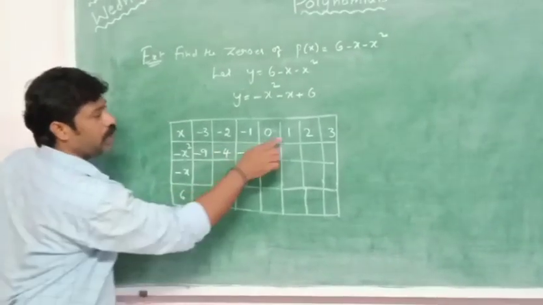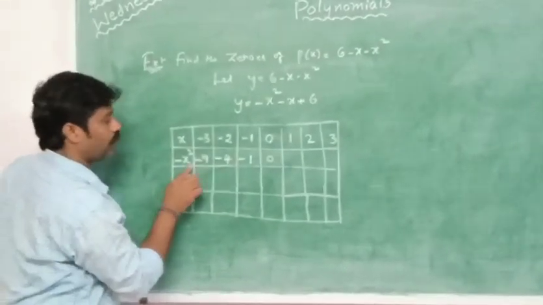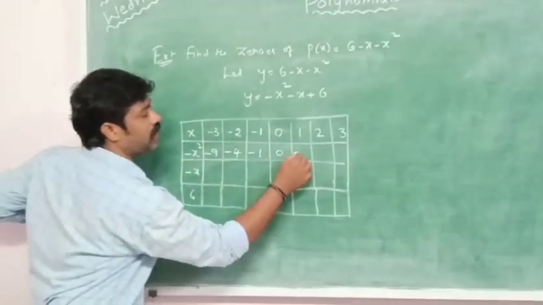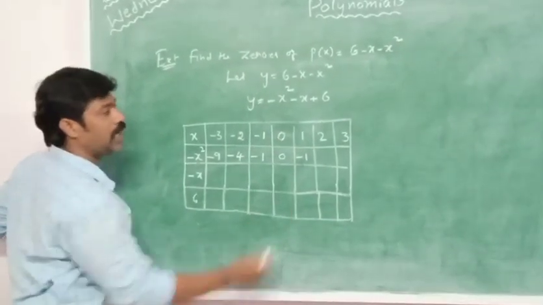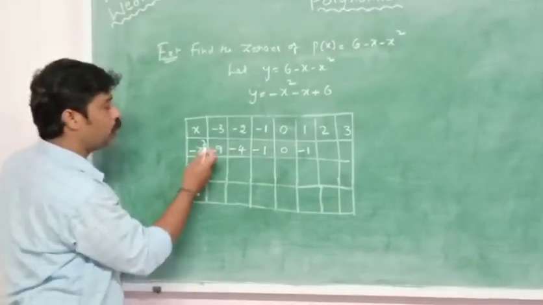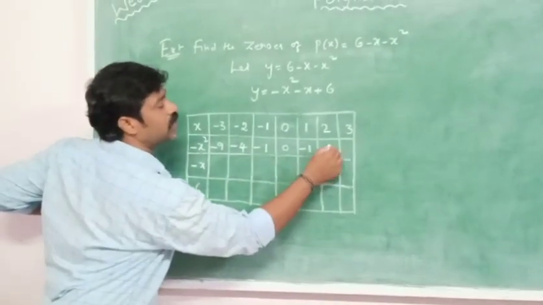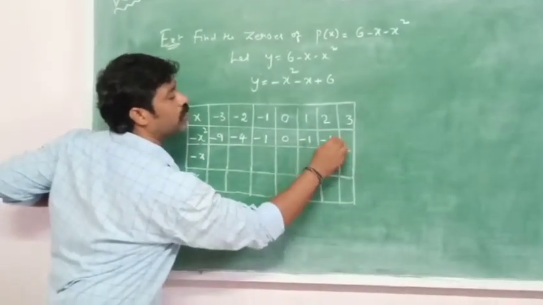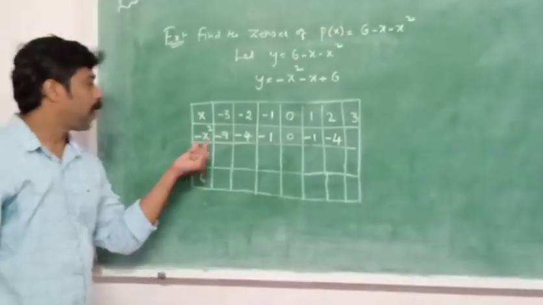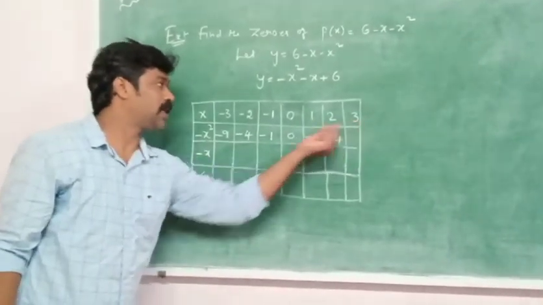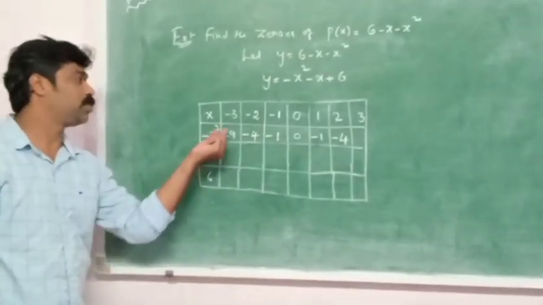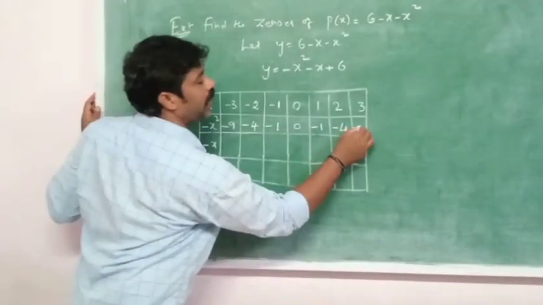Then if you substitute 1 in place of x, 1 square is 1, and minus is there, so you will get minus 1. Similarly, if you substitute 2, square is 4, and with the minus we get minus 4. Similarly, minus x square, in place of x if you substitute 3, then you will get minus 9.